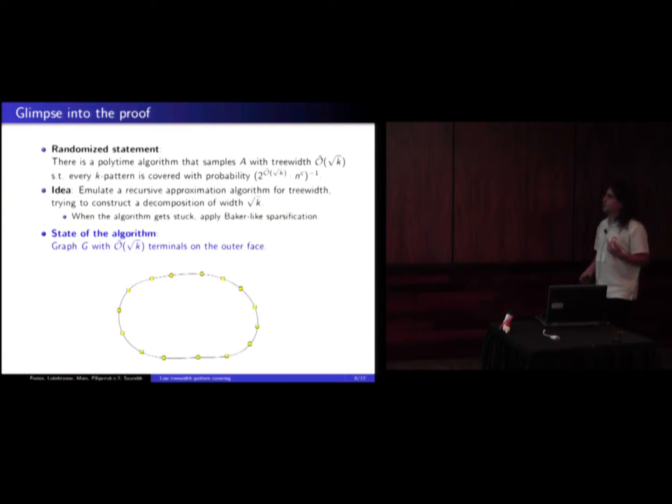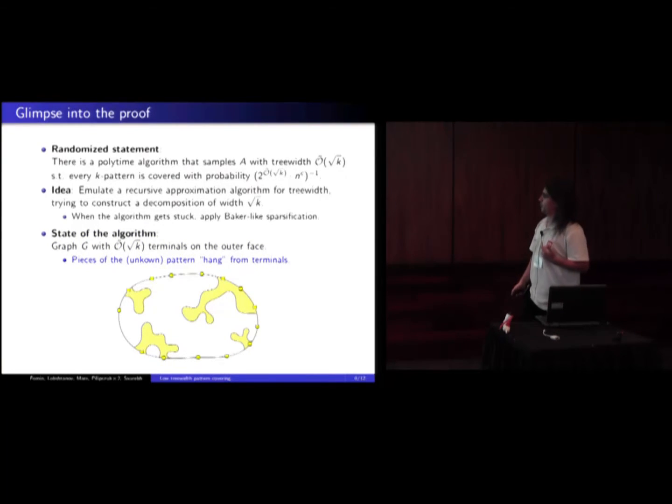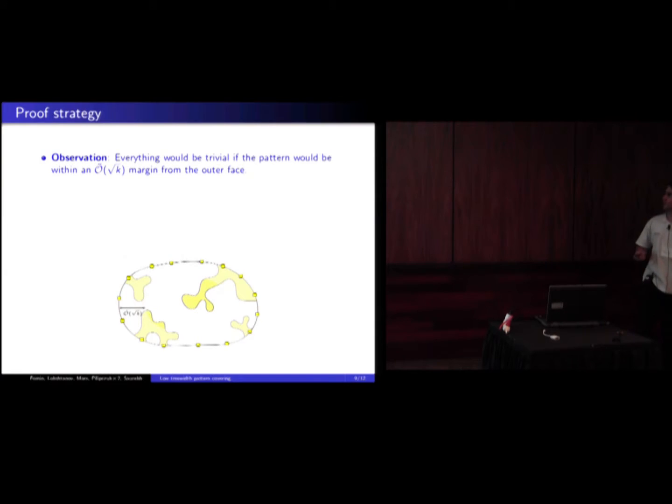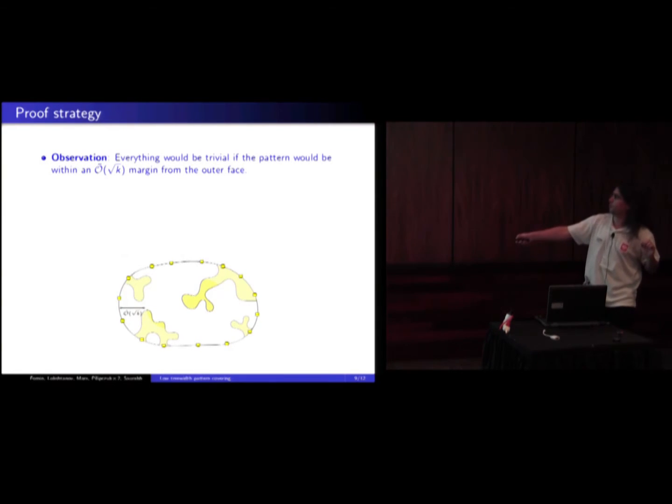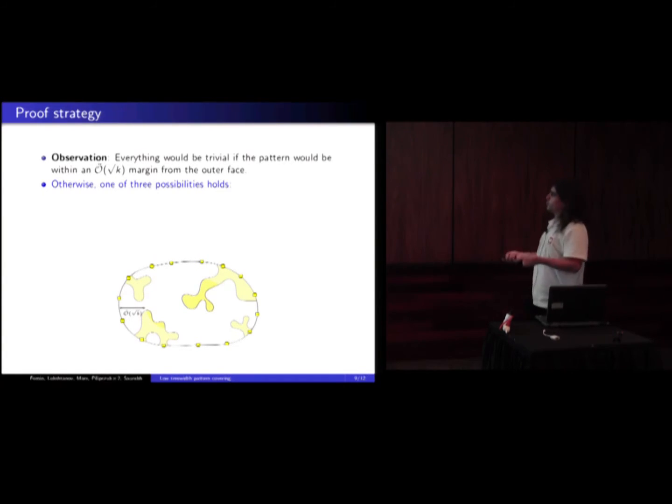So the state of the algorithm is that I have some part of the graph that I wish to decompose more, and I have some bounded number of terminals on the outer face, and I have the pattern that is now disconnected, hanging from the terminals into the inside of the graph. The main observation is that everything would be trivial if the whole pattern was within the square root k margin around the outer face, because then we could just clean whatever is in the middle. We would end up with this ring of width square root k, which has tree width roughly square root k. However, this is not necessarily the case, and we show that otherwise there are 3 possibilities.